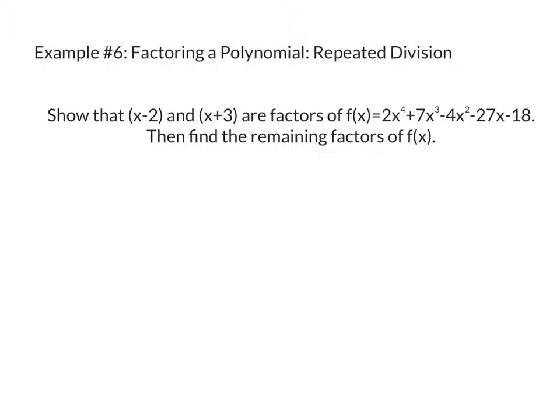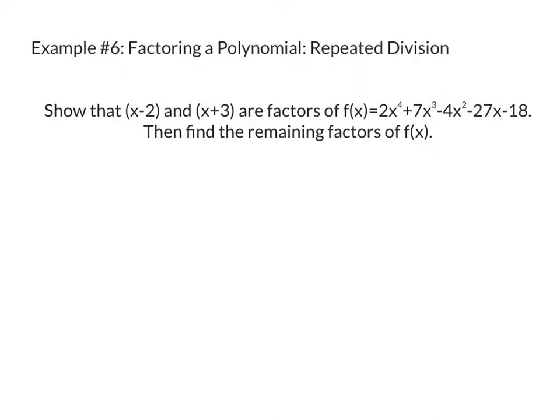The number that goes in the box for this one, if I set it equal to 0, would be 2. So 2 would go in a box. And then negative 3, again, if I set that equal to 0, would go in a box. I'll put 2 in the box for the first one, because it doesn't matter if I do 2 first or negative 3 first, they're both going to work.